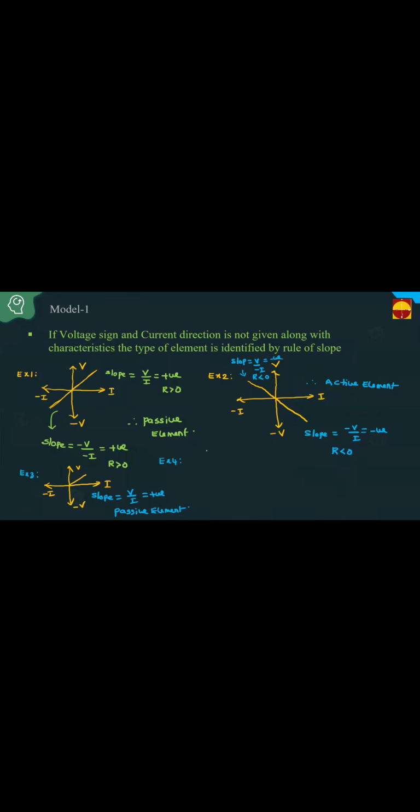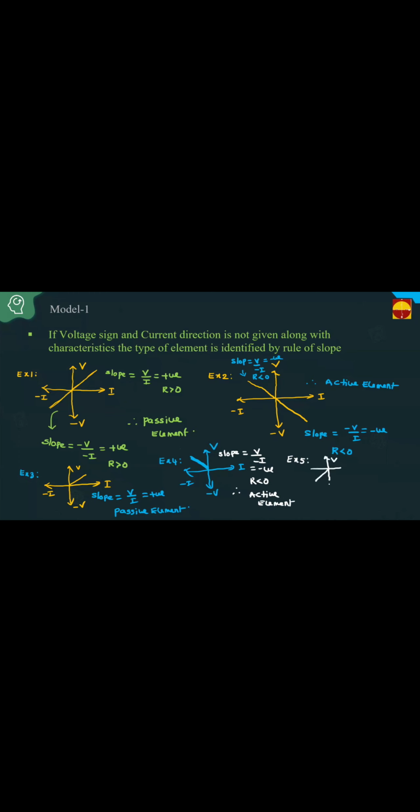If the characteristics are given like this, example 4, with V, minus V, I, minus I, find the slope. What is the slope, sir? V by minus I. That is negative slope, R less than 0. Then what is the element? Active element. Next, if the characteristics are given like this, example 5.